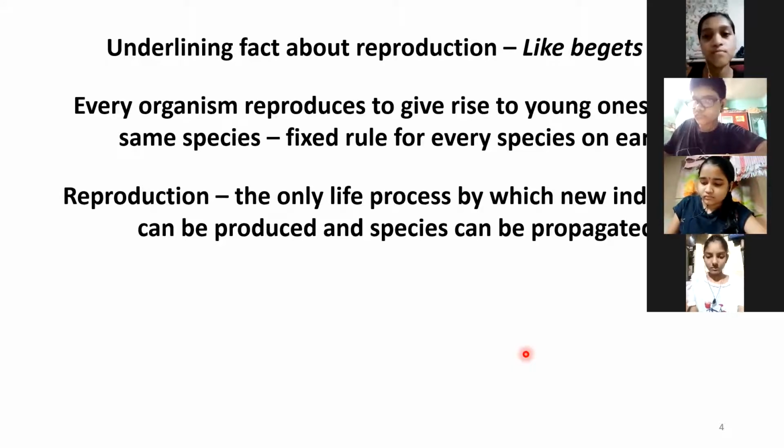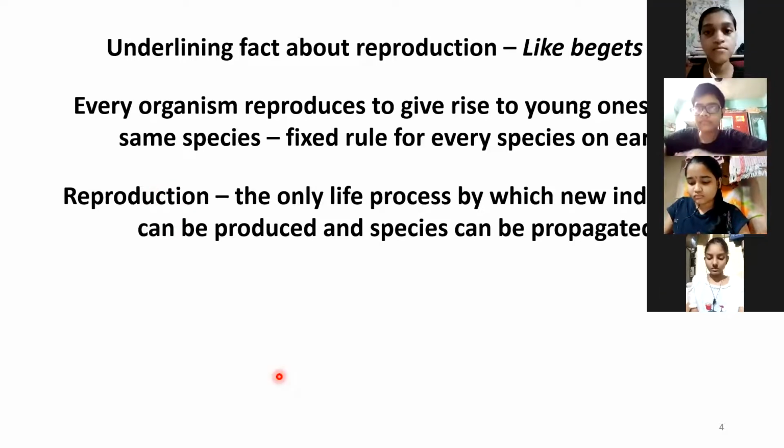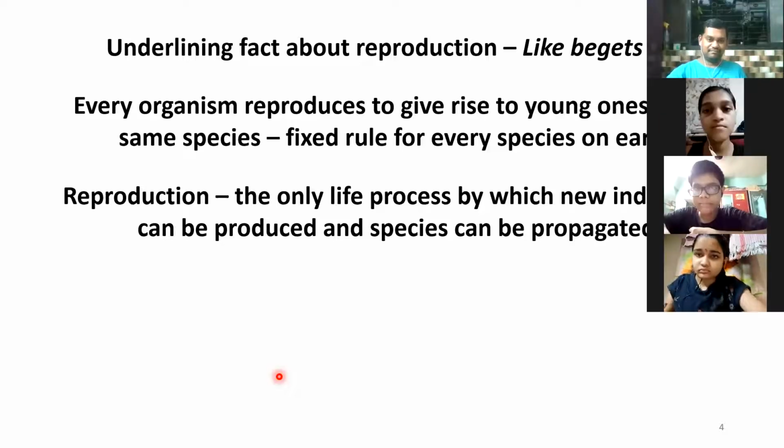But and propagation of species means what? Why do organisms reproduce? And why is it called a life process? Any answer? Why does reproduction take place and why is it a life process? Because only when reproduction takes place, the species are able to propagate.